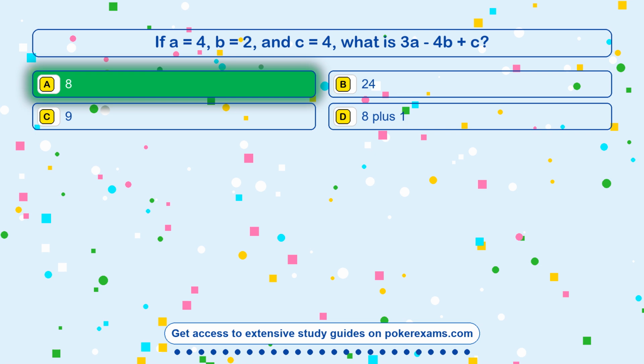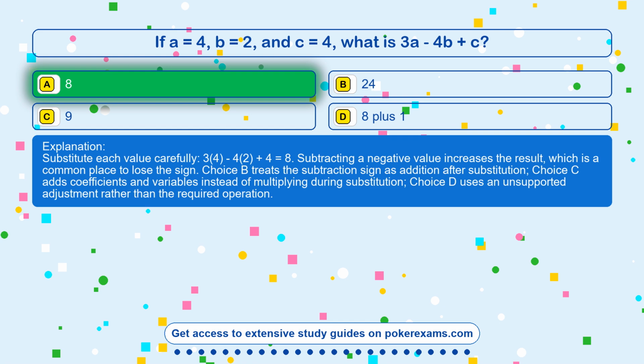The correct answer is option A, 8. Substitute each value carefully: 3 times 4, minus 4 times 2, plus 4 equals 8. Subtracting a negative value increases the result, which is a common place to lose the sign. Choice B treats the subtraction sign as addition after substitution, choice C adds coefficients and variables instead of multiplying during substitution, choice D uses an unsupported adjustment rather than the required operation.